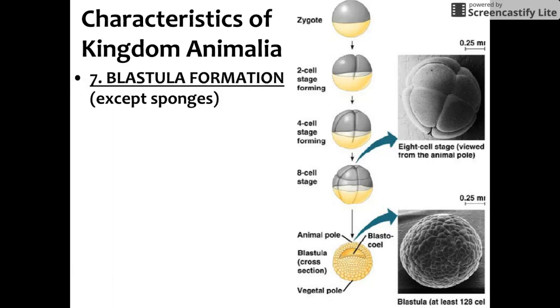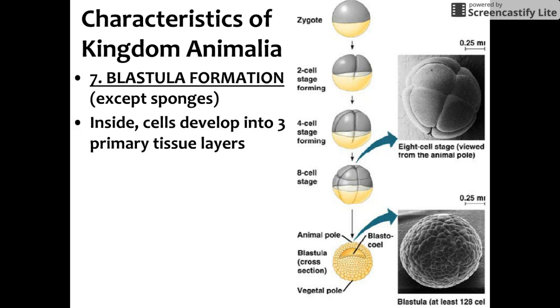The seventh characteristic that all animals except sponges share is blastula formation. What happens is when an egg is fertilized by a sperm, it forms a zygote. That's a single cell. That cell divides to become 2, 2 becomes 4, 4 becomes 8, and so forth. At about 16 cells, it begins to form a hollow ball that we call a blastula. And this is very early on, within like the first 24, 48 hours after fertilization.